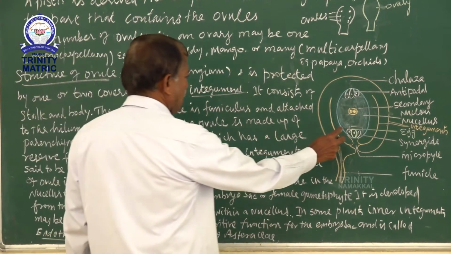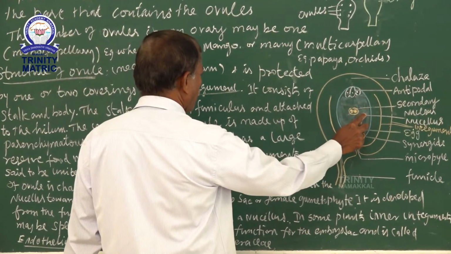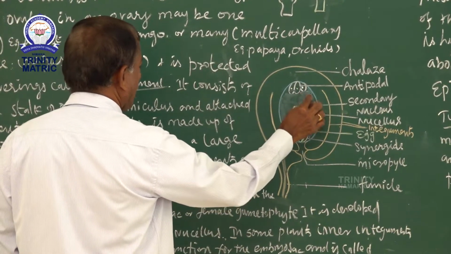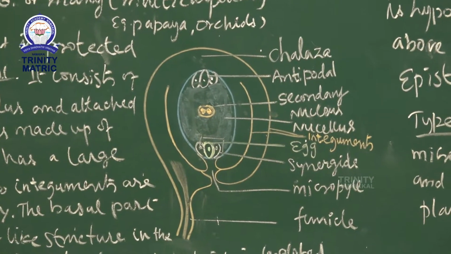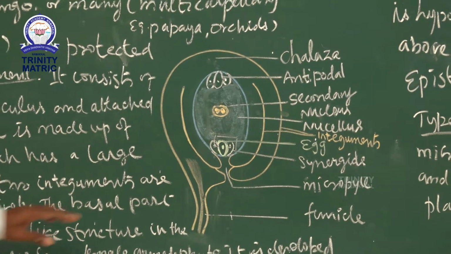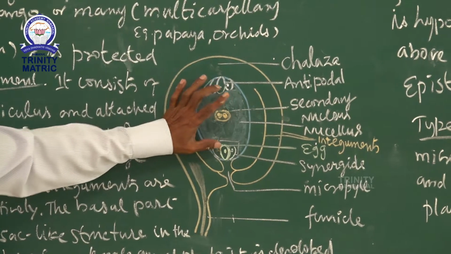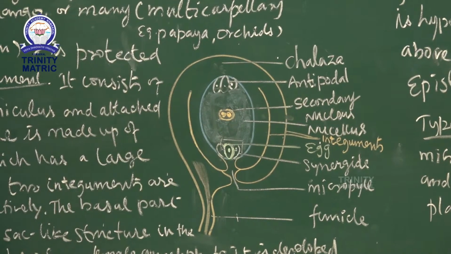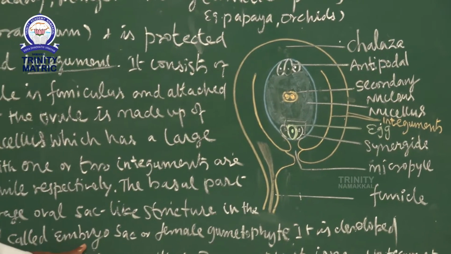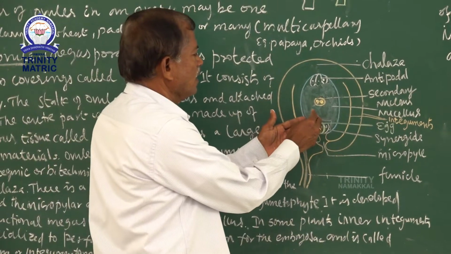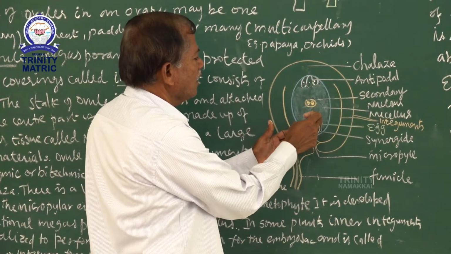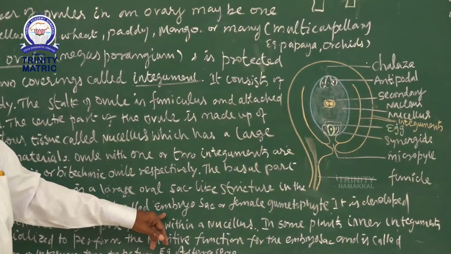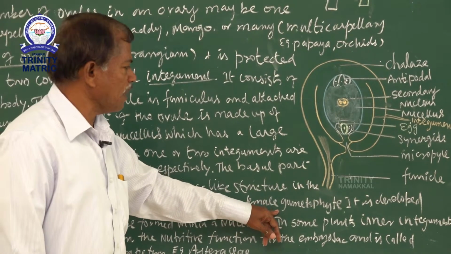In this region, there is a large part of the nucellus that looks like a sac-like structure towards the micropylar end. The micropylar-chalazal region is called the embryo sac, or female gametophyte. Within the nucellus, this large sac-like structure leads to the micropylar and chalazal ends.